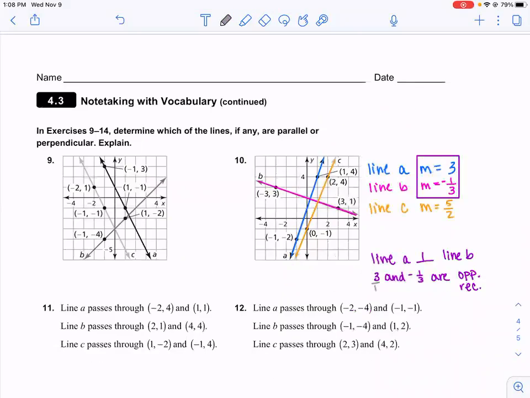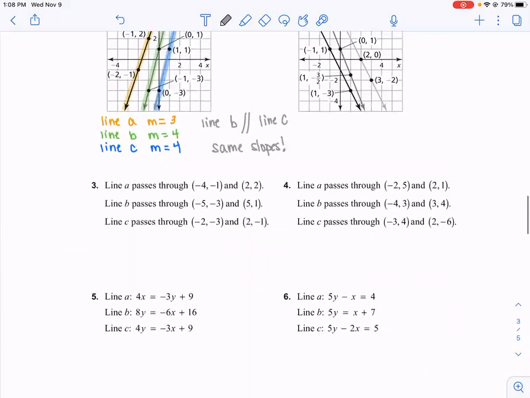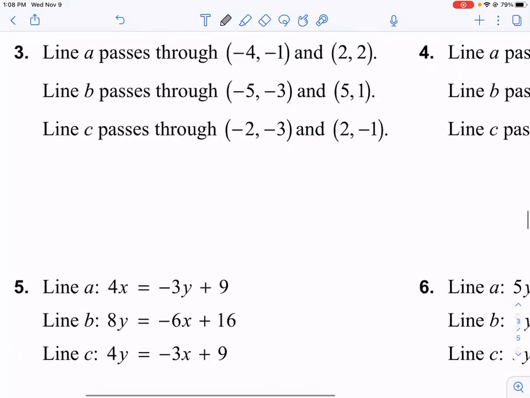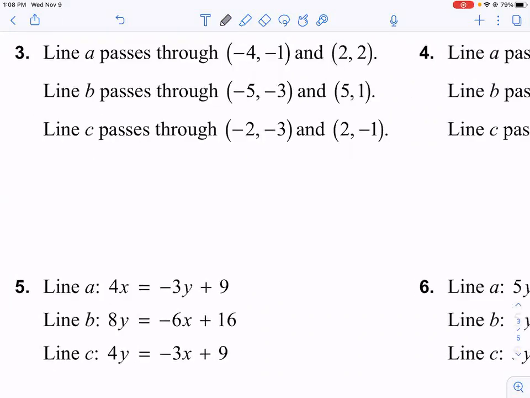We're gonna flip back and forth between these 2 pages. So just be cool. All right, let's go to example number 3. Now I don't have a graph, I just have coordinates. We still want to know if these lines are parallel or perpendicular. Okay, so what do we need to do?